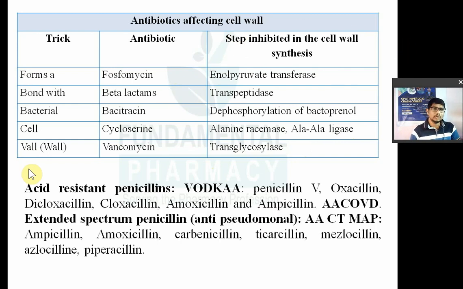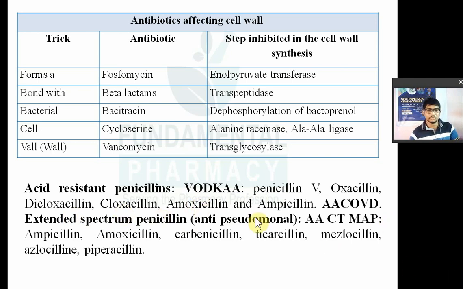Now you can remember the acid resistance penicillin by one trick. एक ट्रिक है acid resistance penicillin को कैसे याद रखना है, क्योंकि क्वेश्चन आता है. VODKA वर्ड का जो होता है ना, D for penicillin, V for oxacillin, D for dicloxacillin, C for cloxacillin, A for amoxicillin and ampicillin.